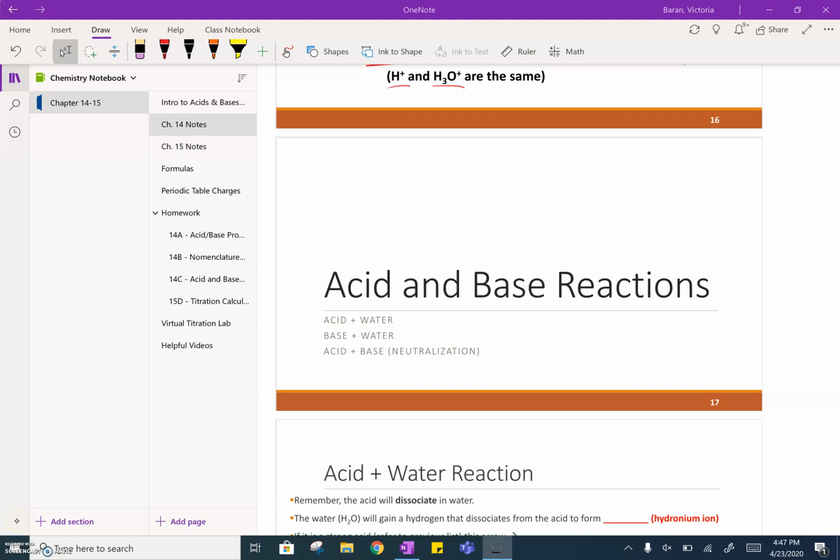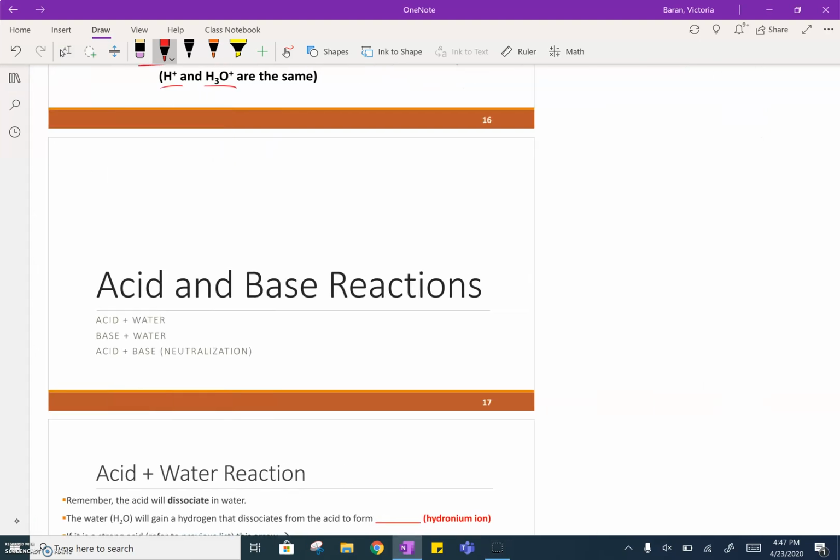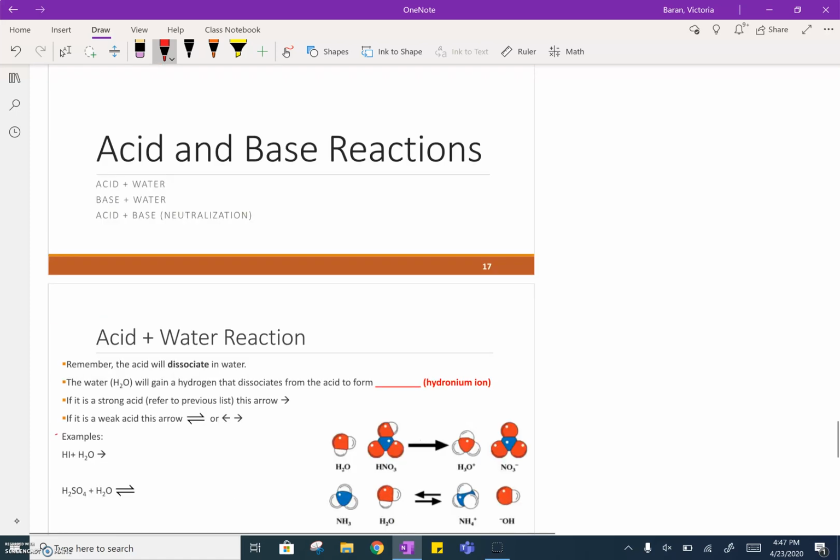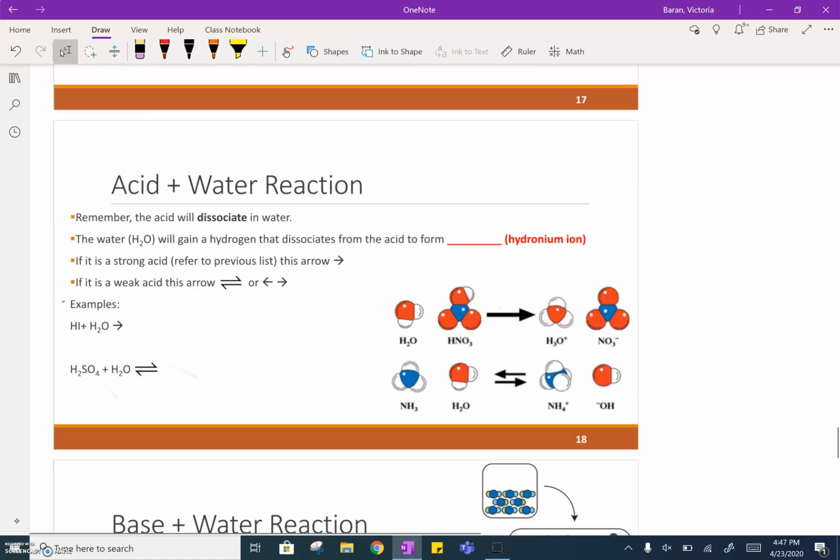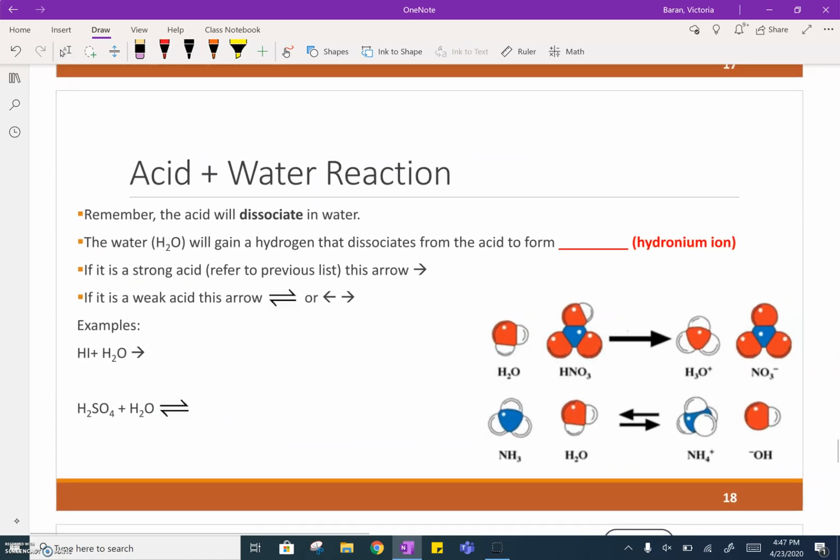So today I'm going to be continuing and finishing the chapter 14 notes over acid and base reactions. I'm going to cover three types of reactions. The first, acid and water, the second, base and water, and the last one, acid and base, which is a neutralization reaction. So let's start here with the acid and water reaction.